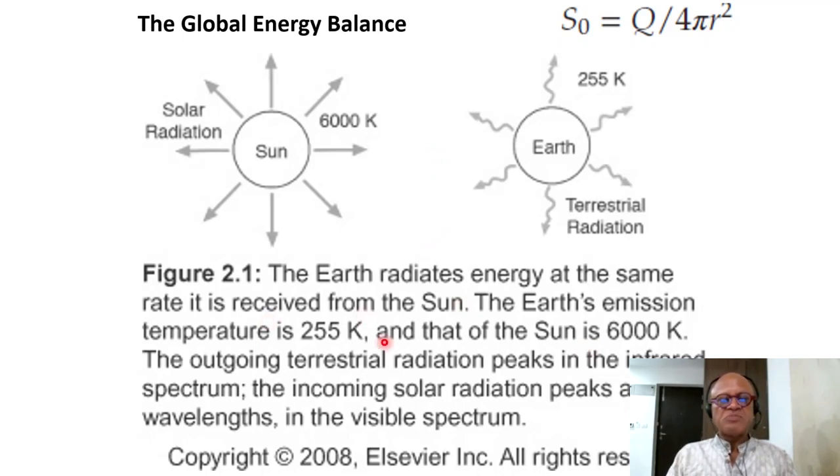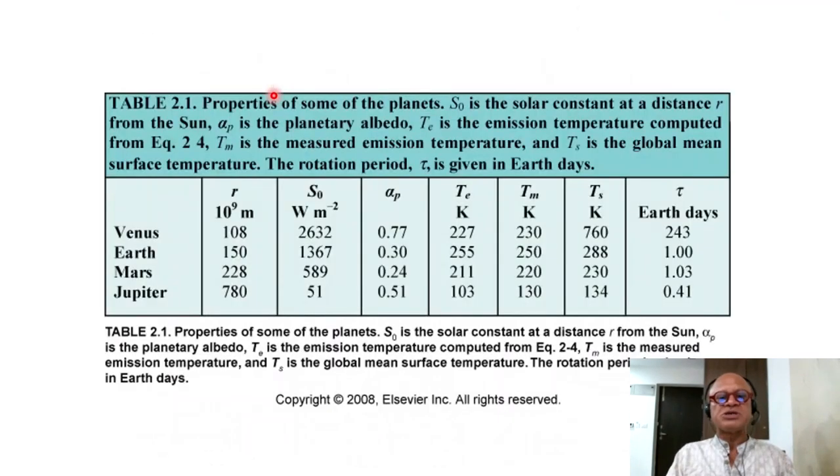Okay, so the Earth radiates energy at the same rate it is received from the sun. The Earth's emission temperature is 255 Kelvin, and that of the sun is 6,000 Kelvin. The outgoing terrestrial radiation peaks in the infrared spectrum. The incoming solar radiation peaks at shorter wavelengths in the visible spectrum, as we already saw. So it has a full electromagnetic spectrum, but maximum energy, as we saw, is in the visible range. Okay, so what are the things we need?